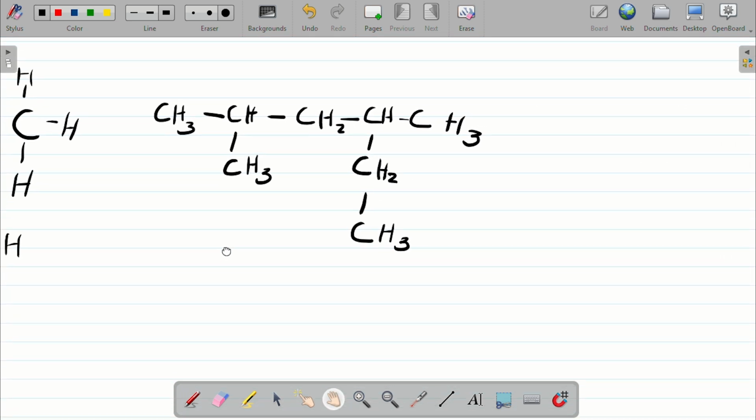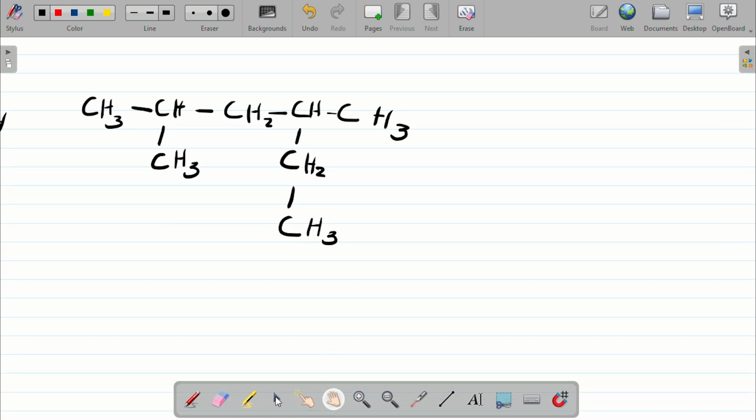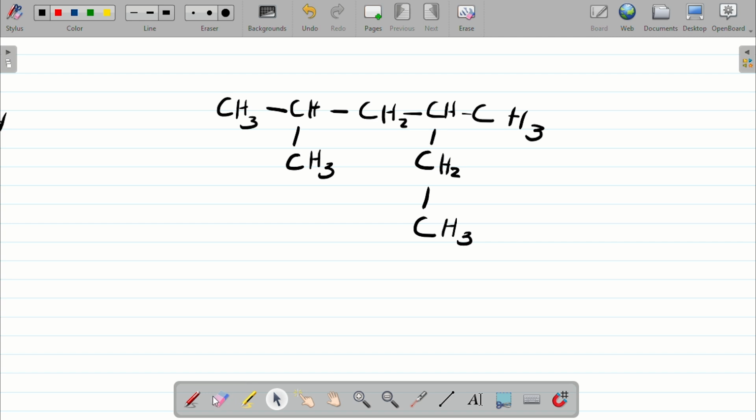So if you have something like this, do not freak out. What you need to do is identify the longest carbon chain. What that means is the chain of carbon atoms that are connected to each other that form the largest number without going back. So let's start off here and say 1, 2, 3. I can't go back. So definitely there are more than 3 carbons connected to each other if we look at this chain here. 1, 2, 3, 4, 5.